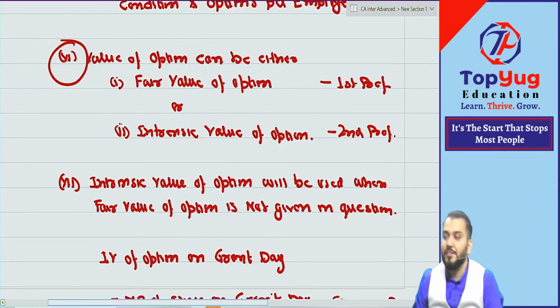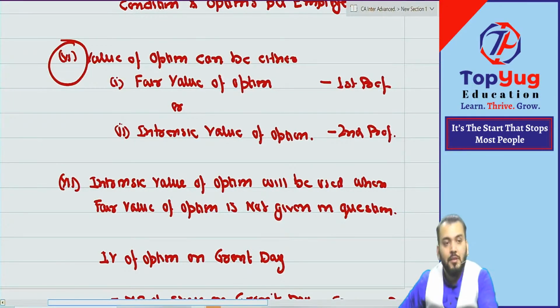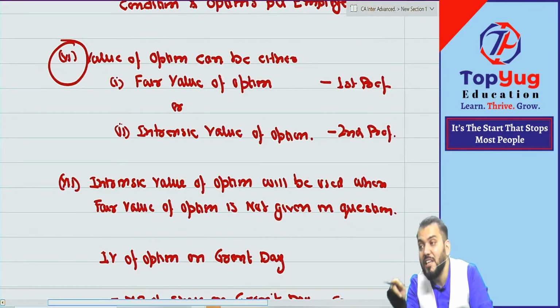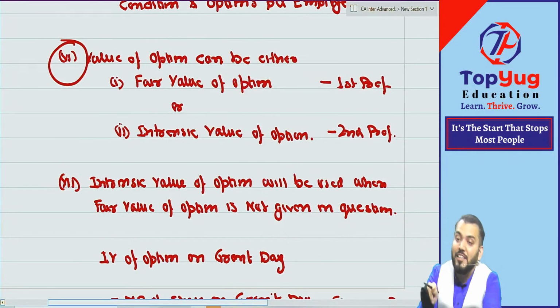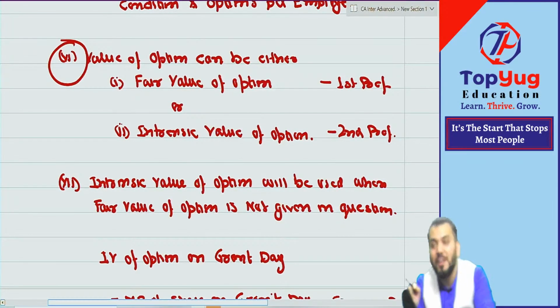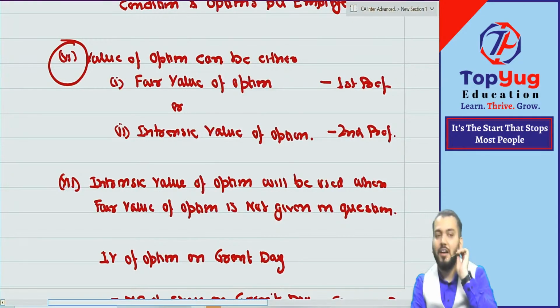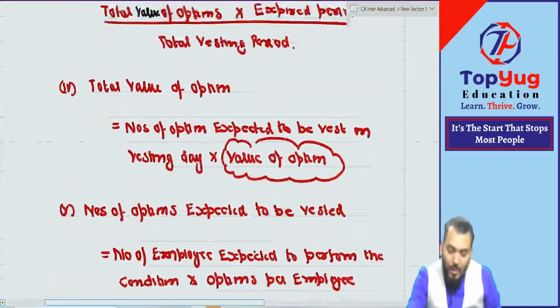Have you understood this point number 6? Value of option can be either fair value of option or intrinsic value of option. First preference should be given to fair value. You understand why we are giving more importance to fair value. If fair value of option is not given in the question, then we'll use intrinsic value of option on grant date: market price of shares minus exercise price. Subsequent changes in market price are not relevant for this chapter. Understood?